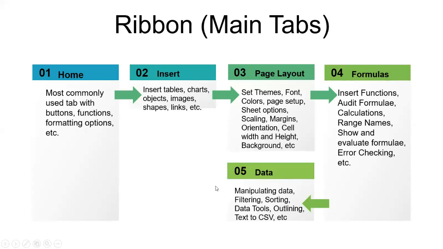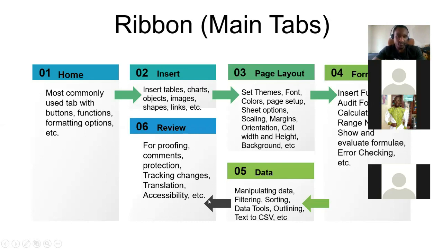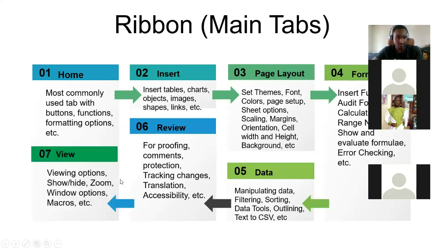Then the data tab. This is where you manipulate data. The main things that are done here are filtering and sorting of data, and there are other things that you can do as well. Then the review tab, that is for proofing, for comments. That's where you can enter comments. You can track changes, translation, and all whatnot. Then the view tab. This is where you can change the viewing options. You can zoom in and zoom out, and this one equally has macros. That's some advanced stuff.